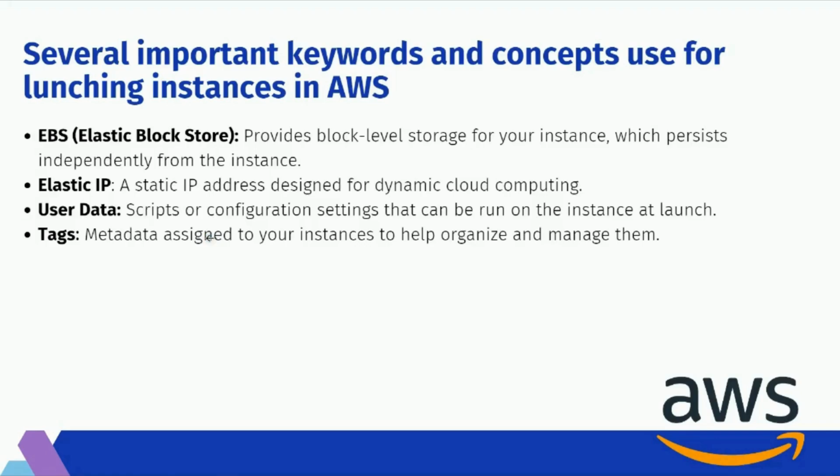Next, the EBS, Elastic Block Store, provides block-level storage for your instance that persists independently from the instance. Elastic IP, an IP address designed for dynamic cloud computing. Next, user data, a script or configuration setting that can be run when the instance launches. Tags, metadata assigned to your instances to help organize and manage them. So that's all the important keywords and concepts used for launching instances in AWS.